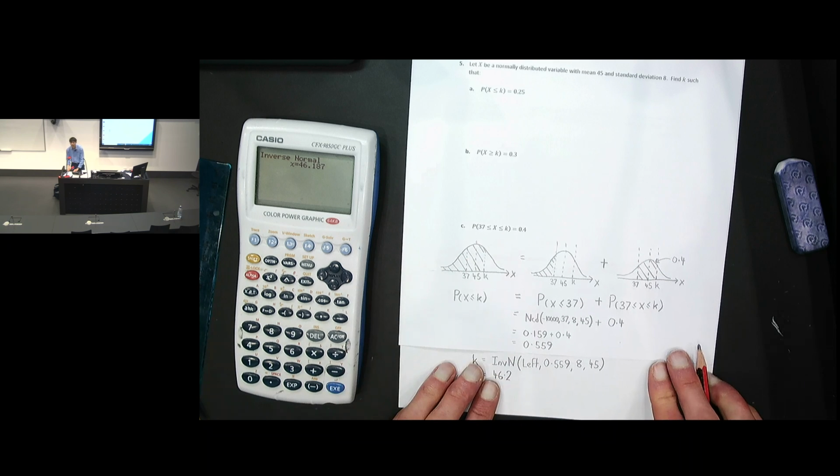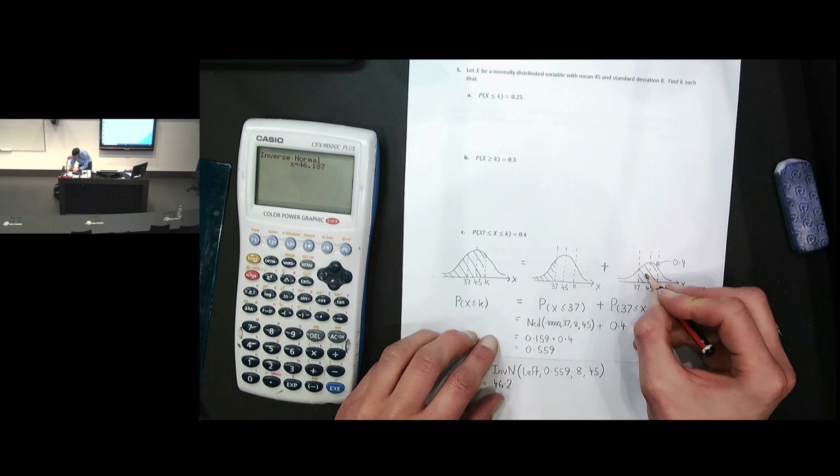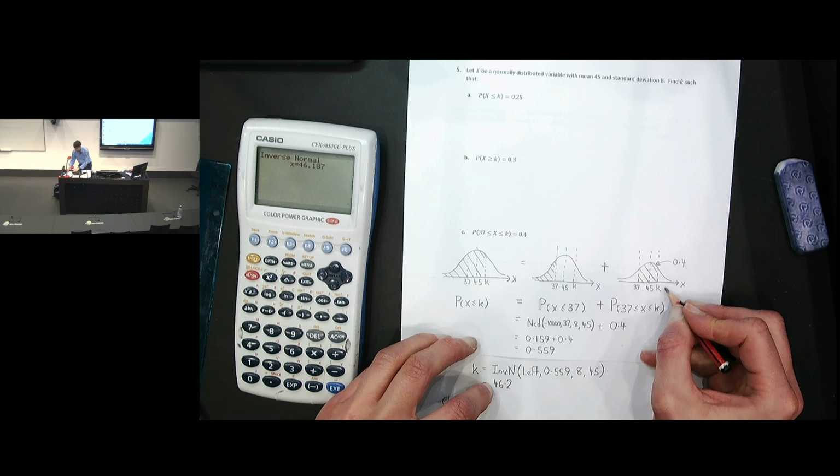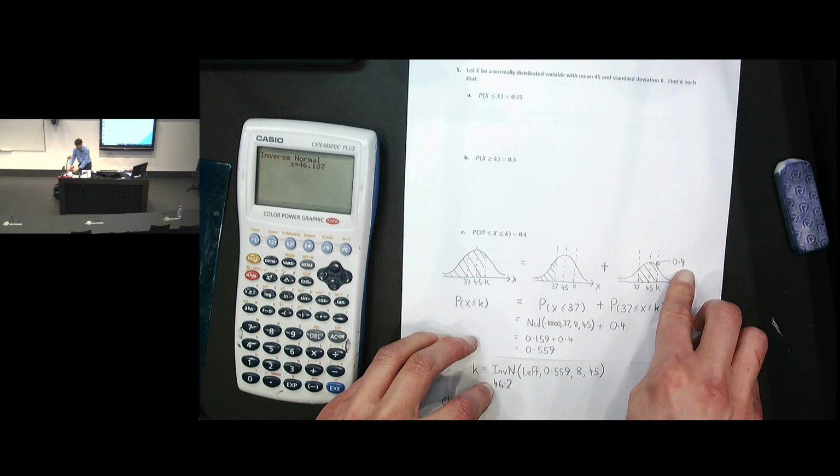So there was a bit of working out there, so let's make sure that the answer is correct. As a check, let's calculate this area with k being equal to 46.2, because it should give us 0.4. And if it doesn't, then we must have made a mistake. So I'm going to check by calculating the probability that 37 is less than or equal to x is less than or equal to 46.2. And I'm going to do that with the NCD function.